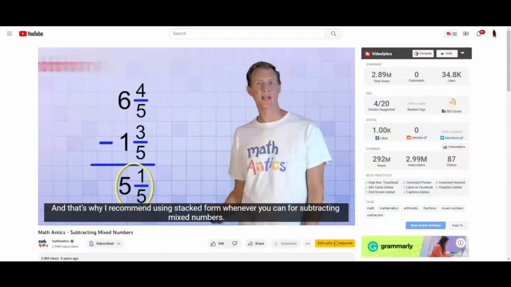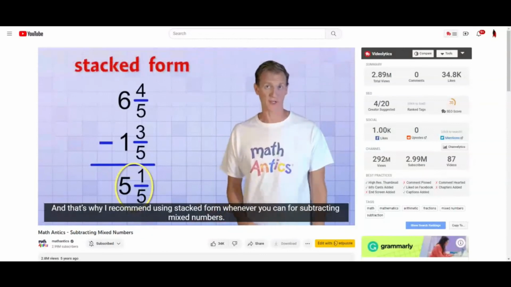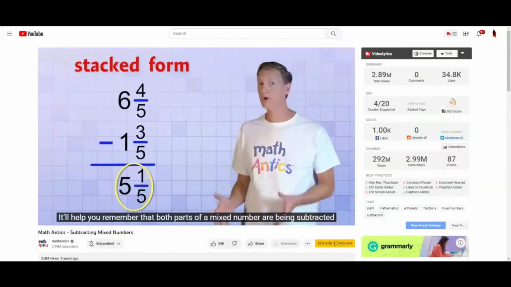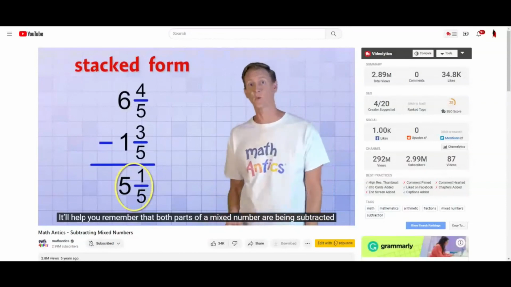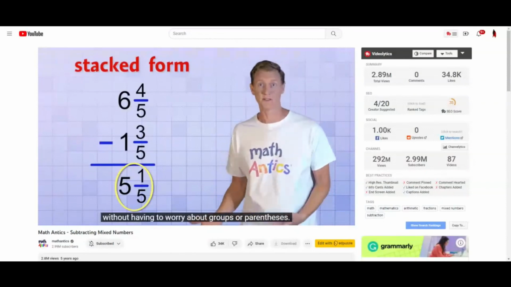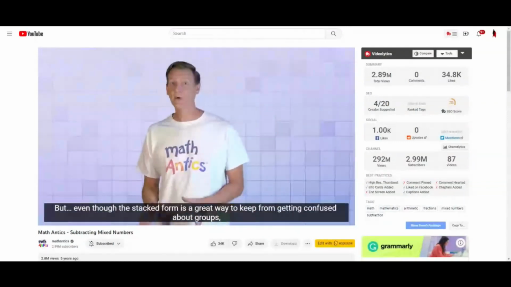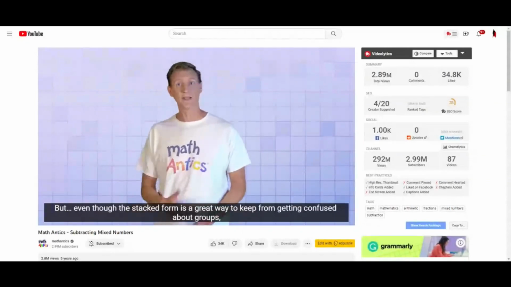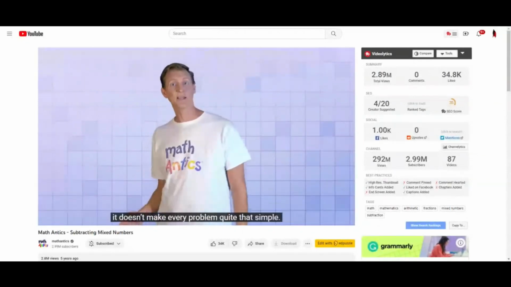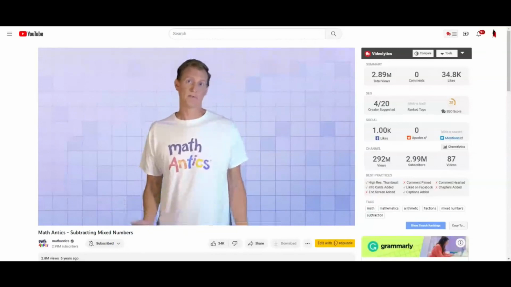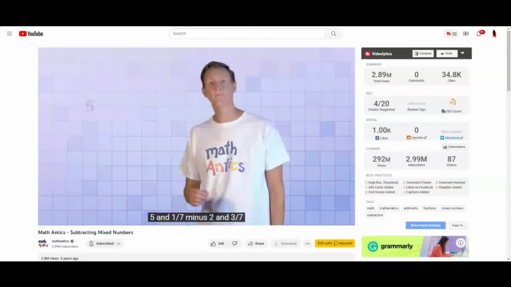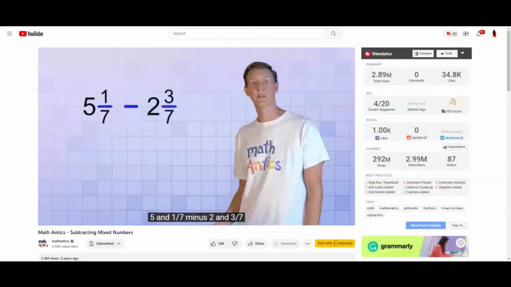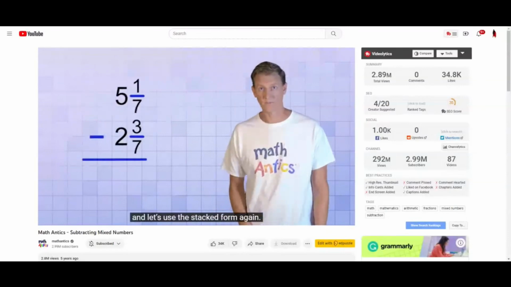And that's why I recommend using stack form whenever you can for subtracting mixed numbers. It'll help you remember that both parts of a mixed number are being subtracted without having to worry about groups or parentheses. But even though the stacked form is a great way to keep from getting confused about groups, it doesn't make every problem quite that simple. For example, let's try the problem 5 1/7 minus 2 3/7, and let's use stack form.